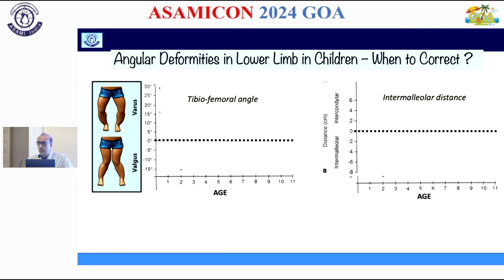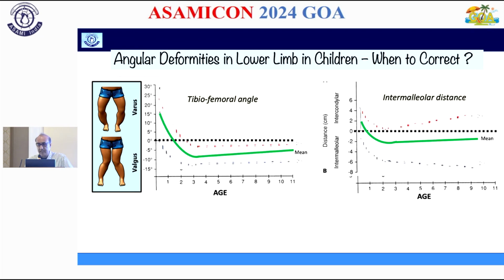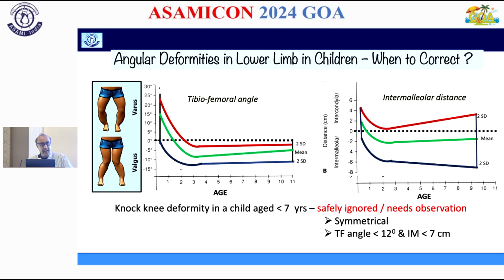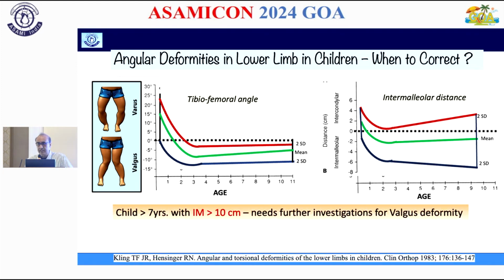Okay? So based on this graph, if we draw these angles, tibiofemoral angle and intermalleolar distance, and draw two standard deviations, we come to the conclusion that a knock-knee deformity in a child less than 7 can be safely ignored or just observed if it is symmetrical, with intermalleolar distance of less than 7 and tibiofemoral angle of more than 12 degrees. So we can say convincingly a child more than 7 with intermalleolar distance of 10 needs further investigations to find out the reason behind this valgus deformity.